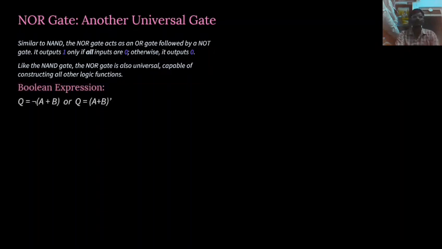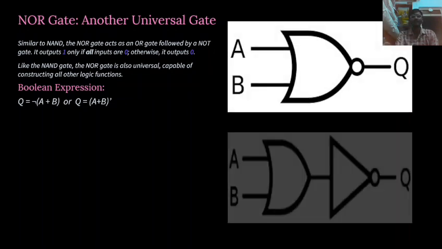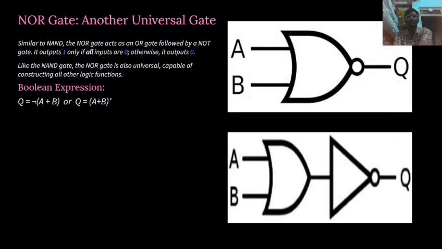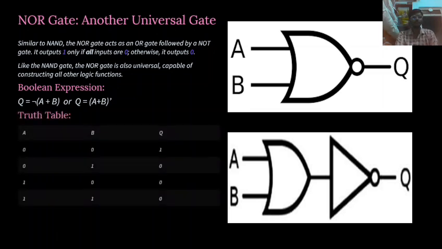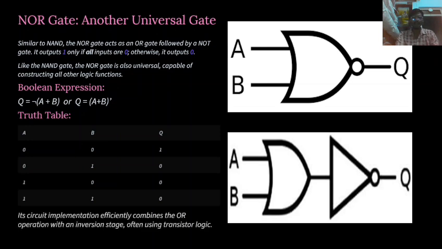Boolean expression for the NOR gate: Q is equal to the complement of A plus B. Here are the symbols: an OR gate plus a NOT gate combine to give the NOR gate. Truth table for the NOR gate: 0 plus 0 gives 1, 0 plus 1 gives 0, 1 plus 0 gives 0, 1 plus 1 gives 0. Here you see that when both inputs are low, we get output high. If any one of the inputs is high, the output is 0. In its circuit implementation, it effectively combines the OR operation with an inverter stage.